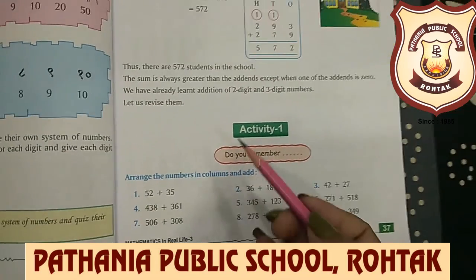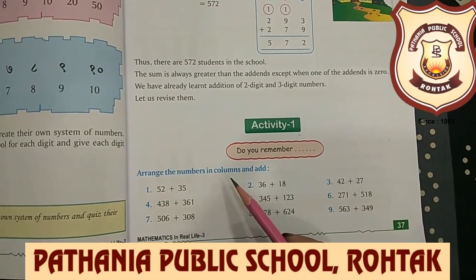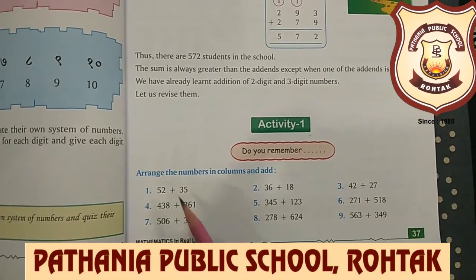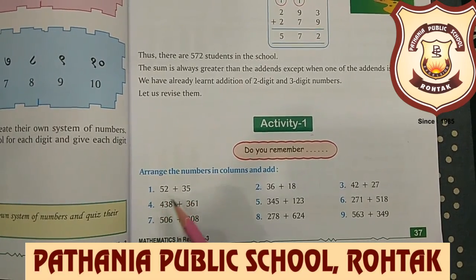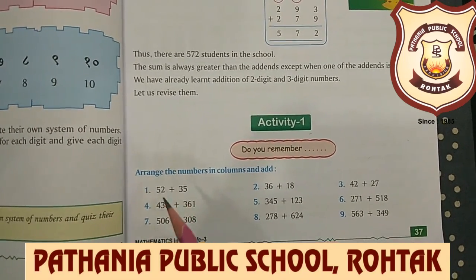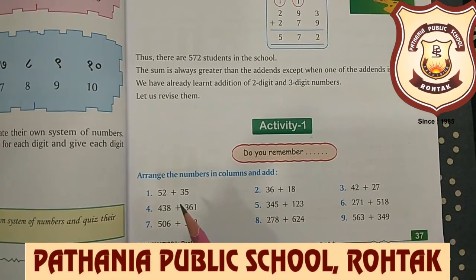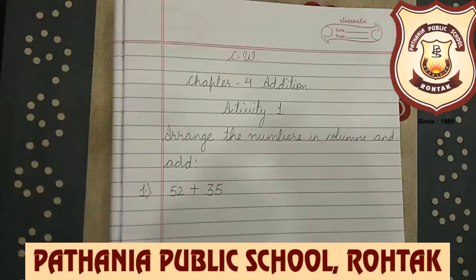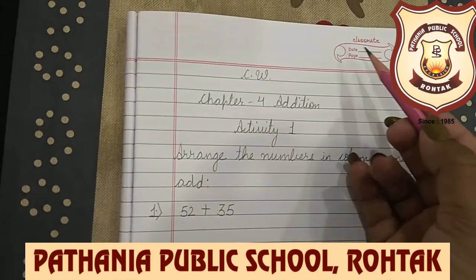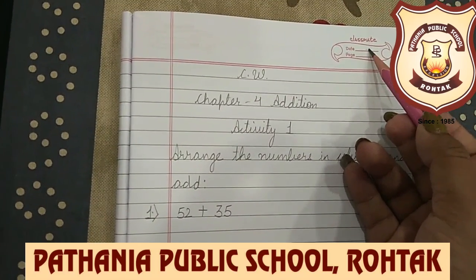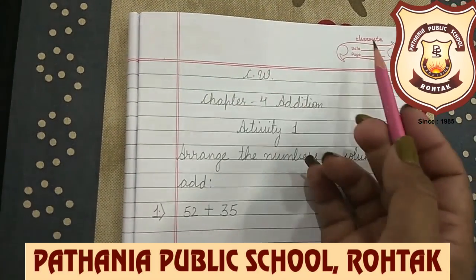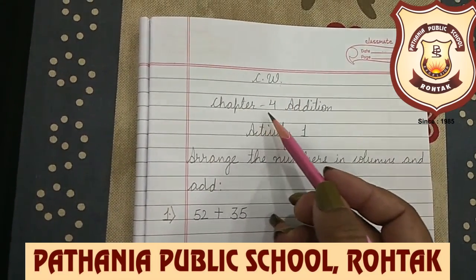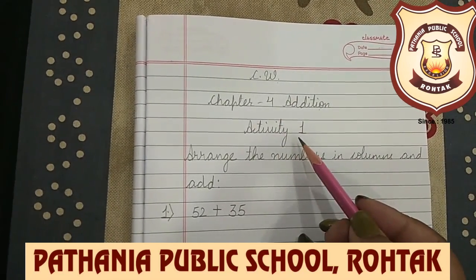Your activity 1 deals with the same. Arrange the numbers in columns and add. Yes, beta, we will do this activity in our notebook because we need to arrange the numbers in the columns first, then we can add them. So I'll tell you how to arrange the numbers in columns. So please take out your maths notebook. Beta, first of all, write down the date in your notebook here and write down the day here. Today's date and today's day. Then please write down CW chapter 4 addition activity 1.